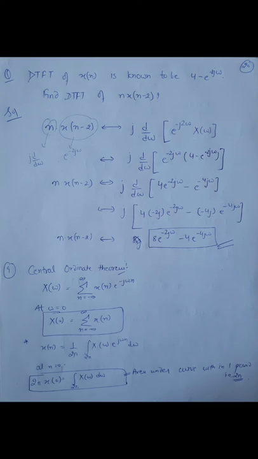X(omega) is 4 e raised to power minus 2 j omega. Multiply it, solve it, and differentiate with respect to omega. We will get 8 e raised to power minus 2 j omega minus 4 e raised to power minus 4 j omega. Next is the central ordinate theorem.